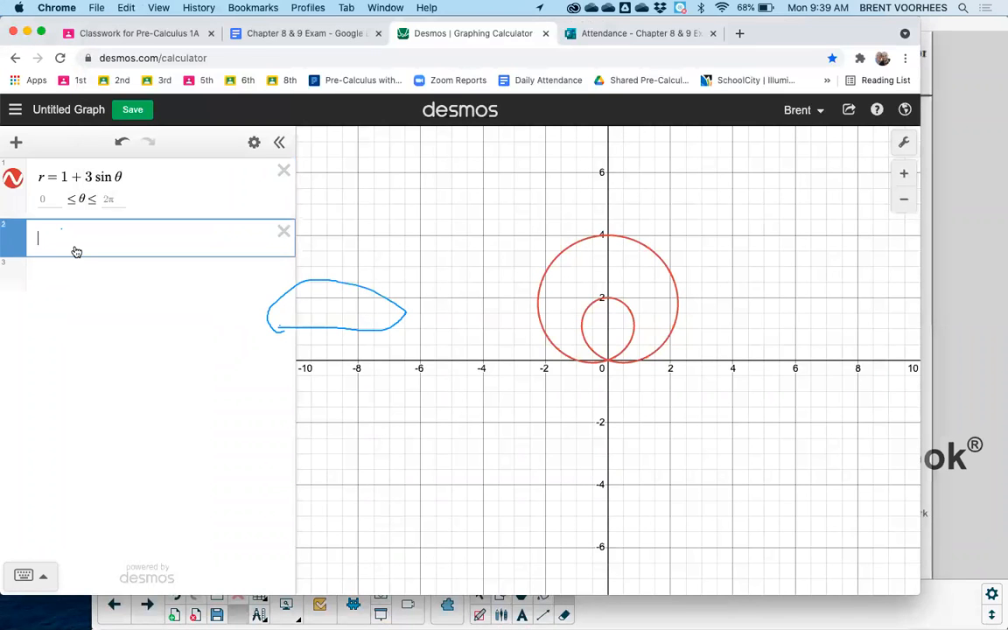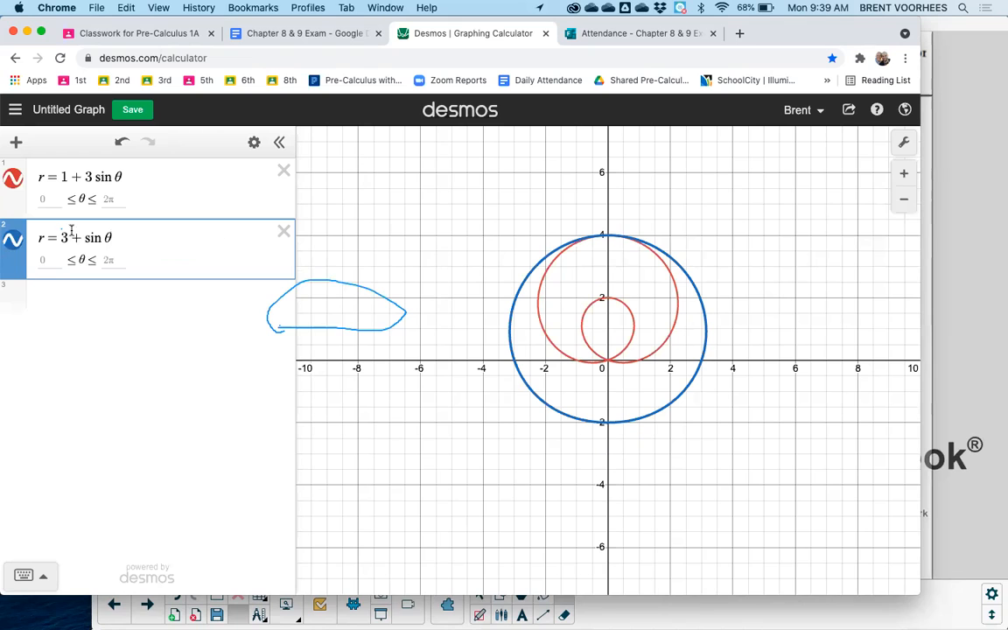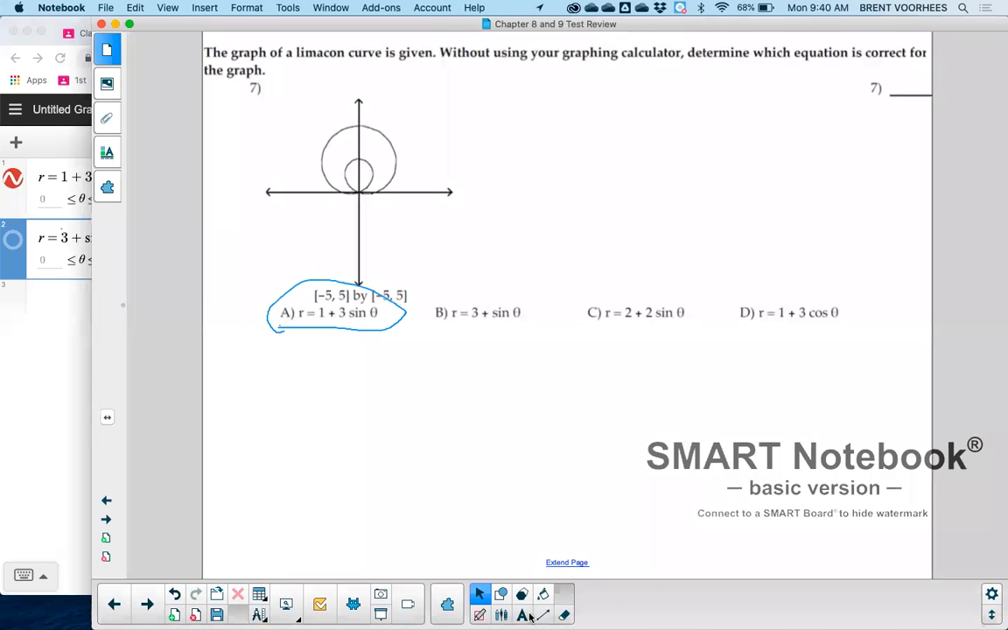Let's try 3 plus sine theta. R equals 3 plus sine theta. You can see that is not even close. So B is not going to be the correct answer. That's not even close.